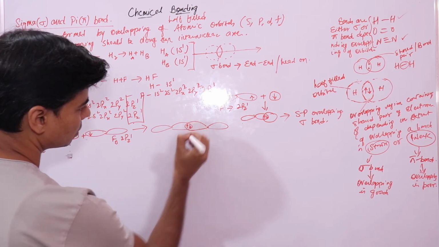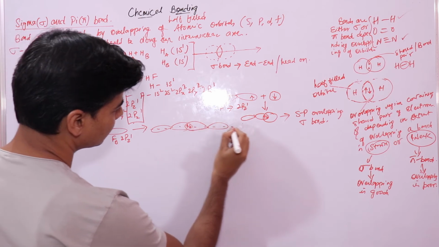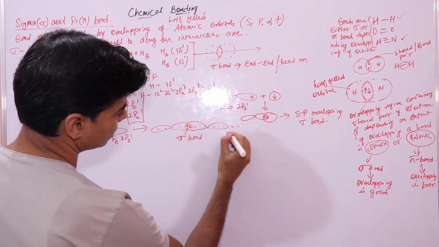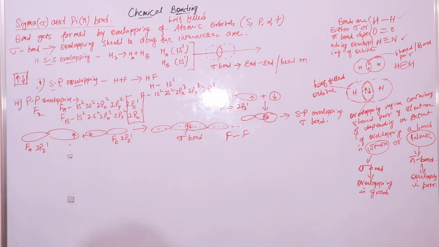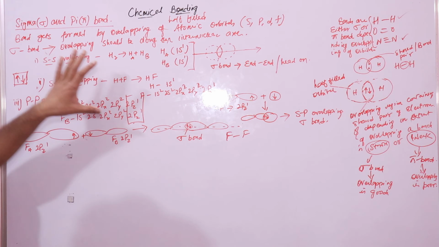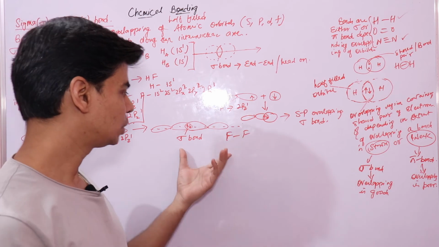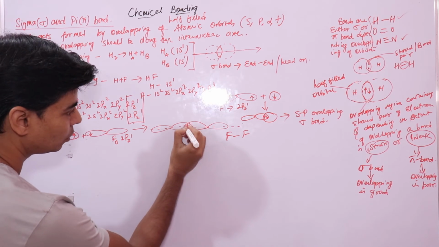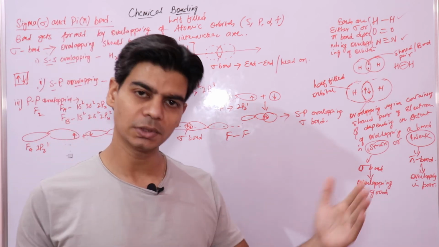This is your overlapping region, and since this is along the internuclear axis, it will form a sigma bond, a single sigma bond like this. So I hope this is clear. Overlapping should be along the internuclear axis. When the overlapping is along the internuclear axis, what you get is a sigma bond, which is a strong bond, because the overlapping is to a good extent in these cases.